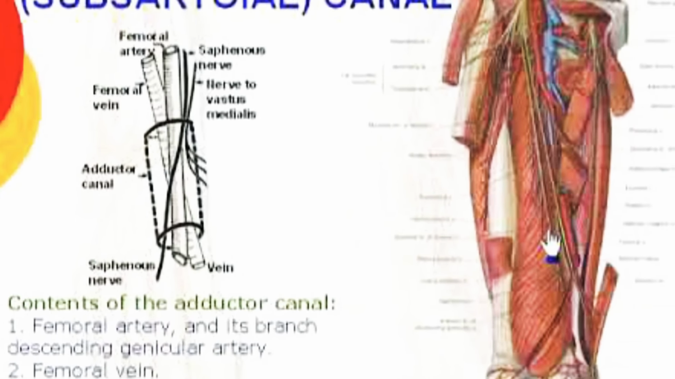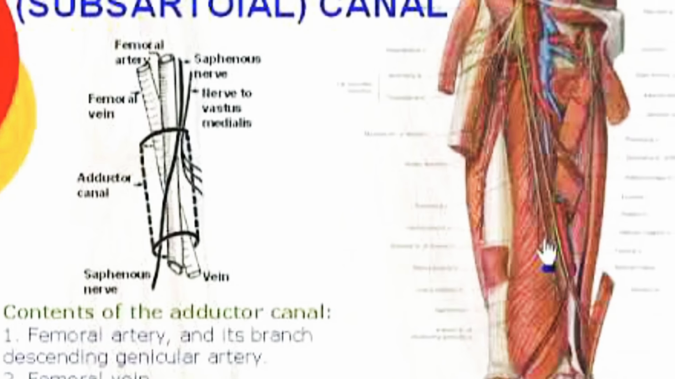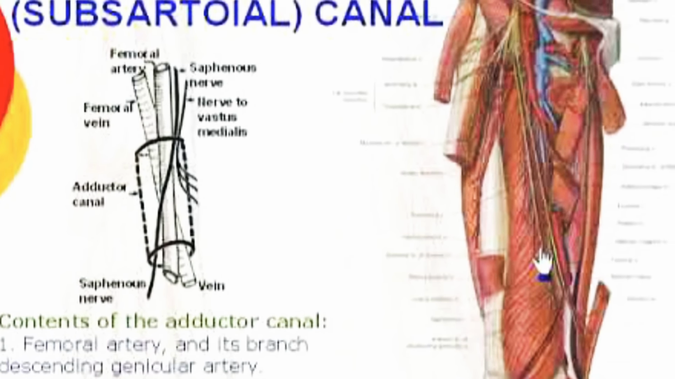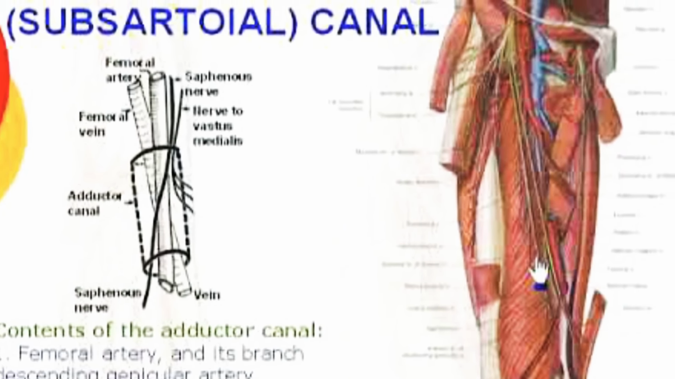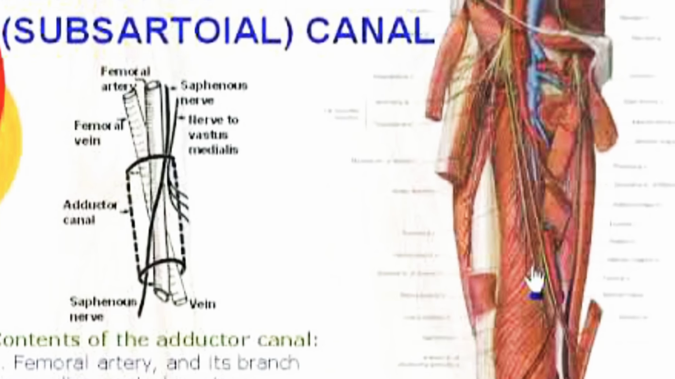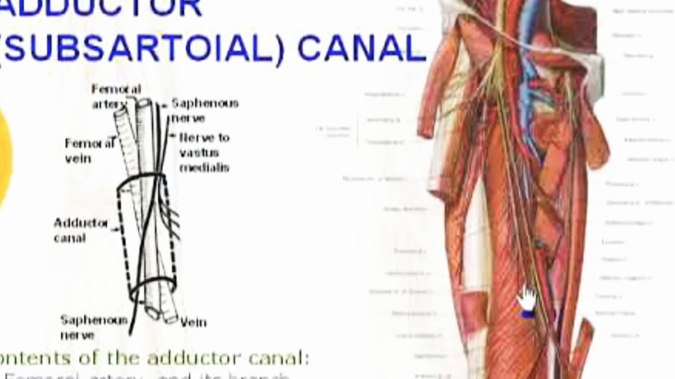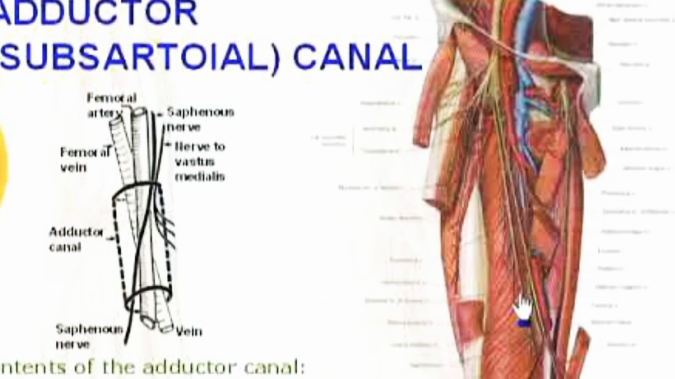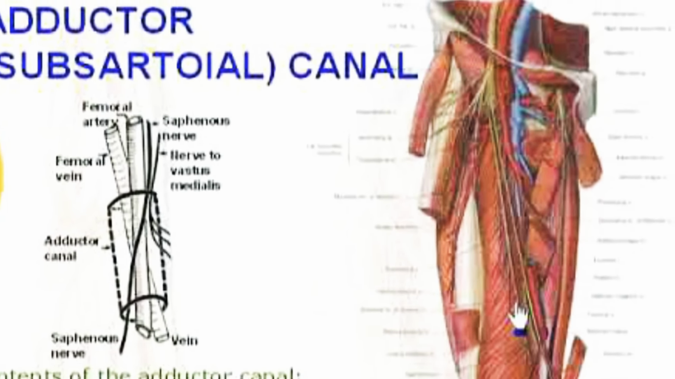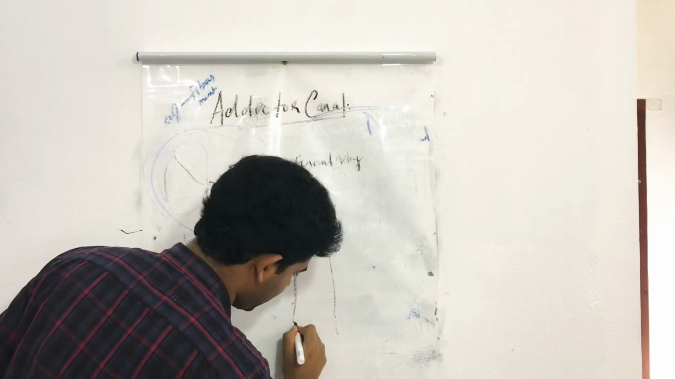You can see that the adductor canal is enveloping it like a tube or tunnel. And see the diagram in relation to the muscles of the thigh region, in relation to the femoral triangle. And this is also known as, I told you, the subsartorial canal. Imagine this is the femoral artery.